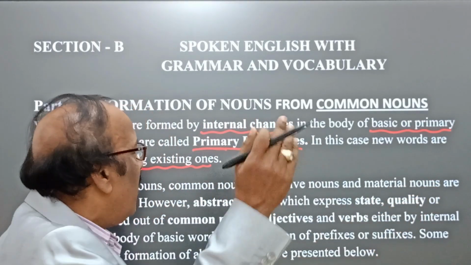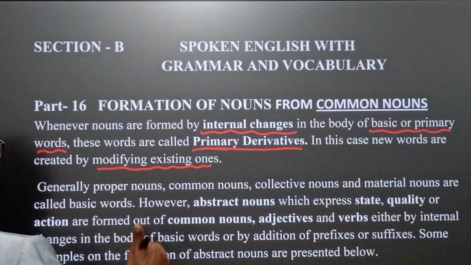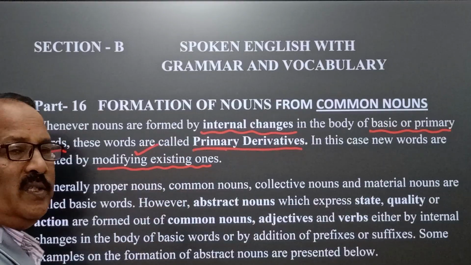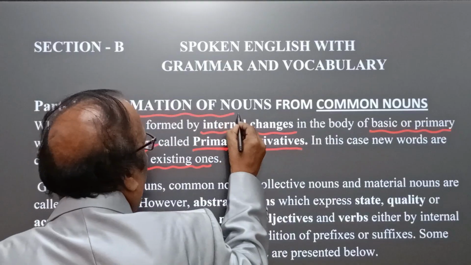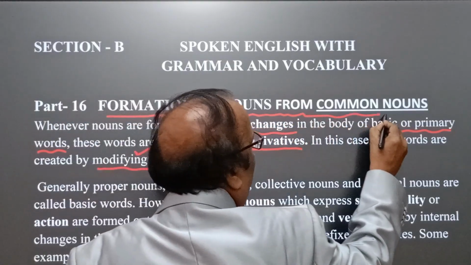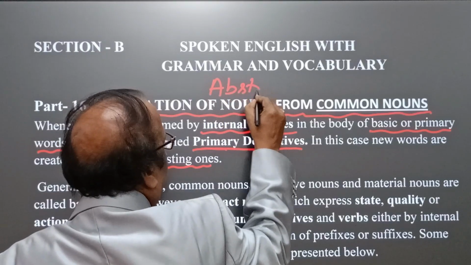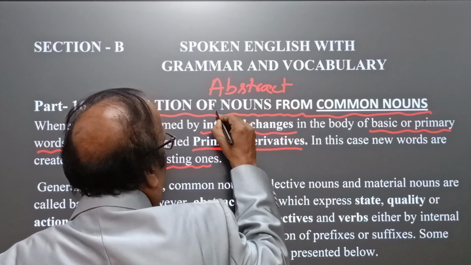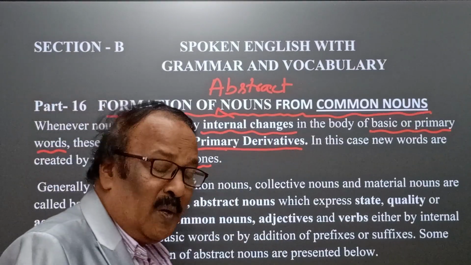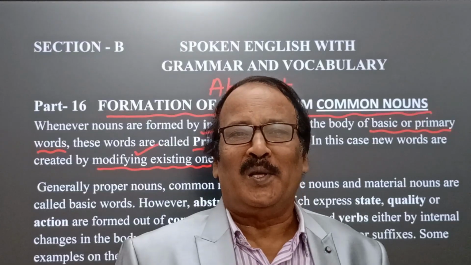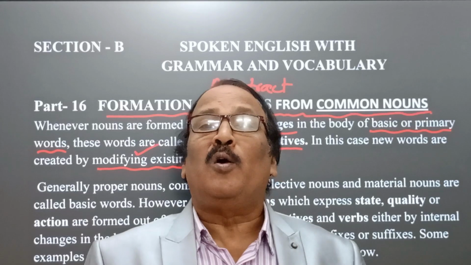Okay, now come here. In this case, new words are created by modifying the existing ones. Our topic of discussion today is formation of nouns from common nouns. Here, nouns means abstract nouns. Formation of abstract nouns from common nouns. Then let's discuss the matter. What do you mean by abstract noun and common noun?